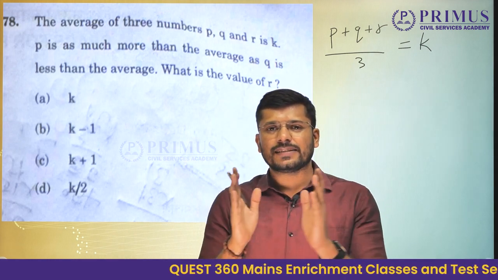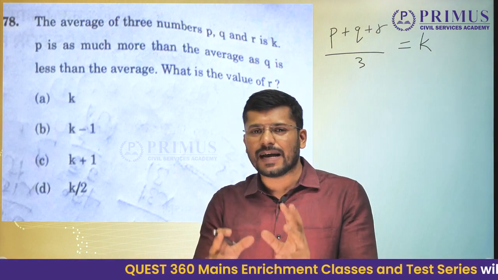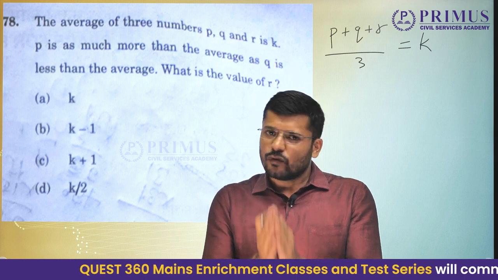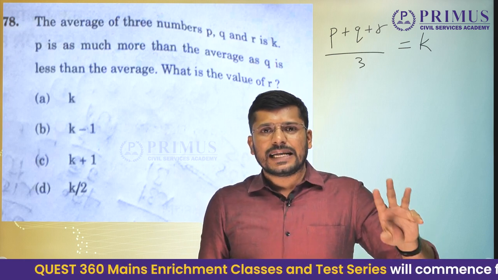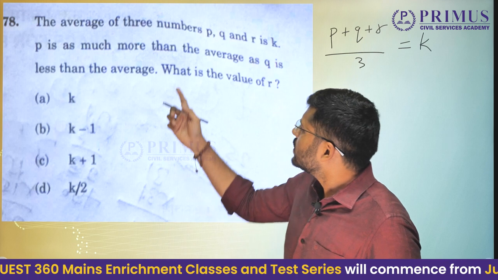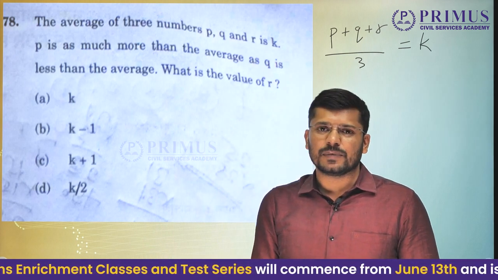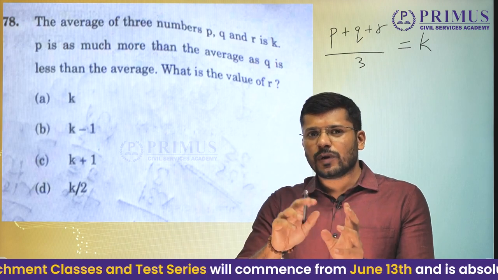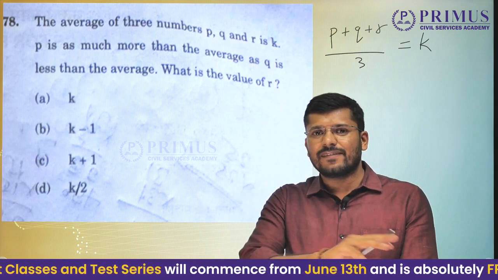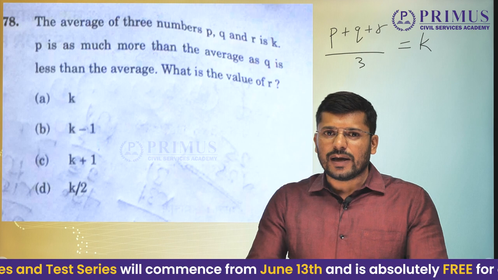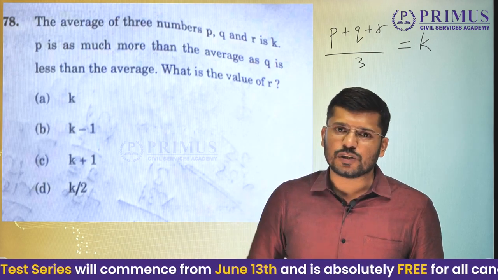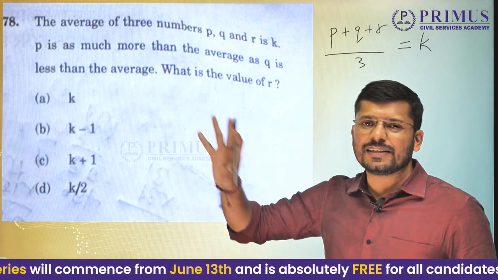Let us say, for example, 5 is the average, then R will be 5. P can be 7, then Q can be 3. 3, 5 and 7. The difference between 5 and 7 is 2. The difference between 3 and 5 is also 2. So the average will be 5 and K is equal to 5, R is equal to 5. So that is how you can answer this by intuition.